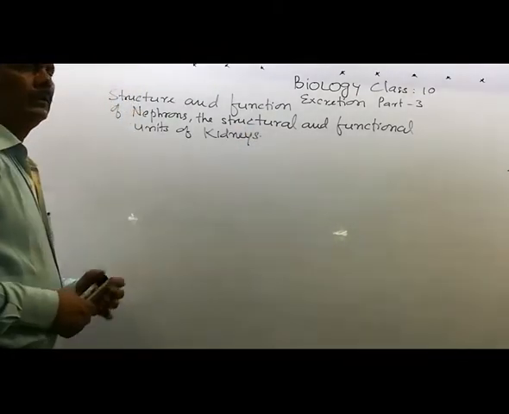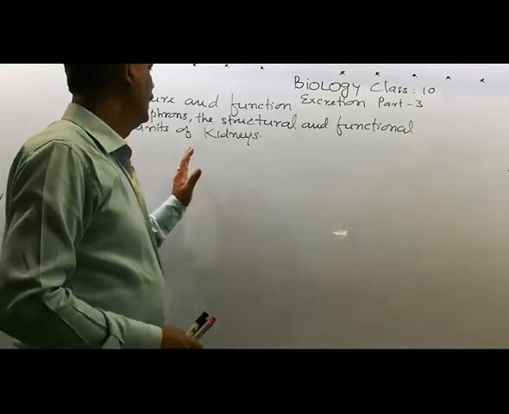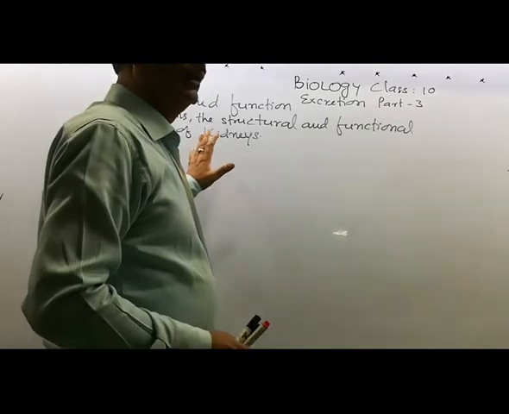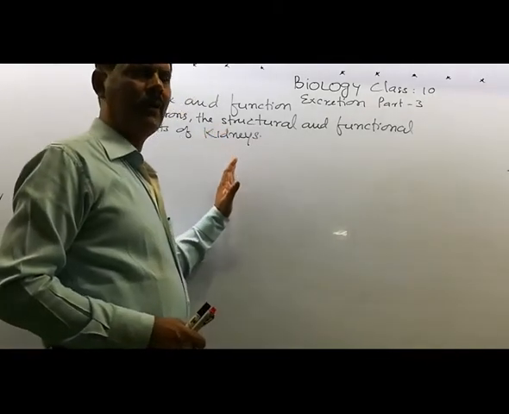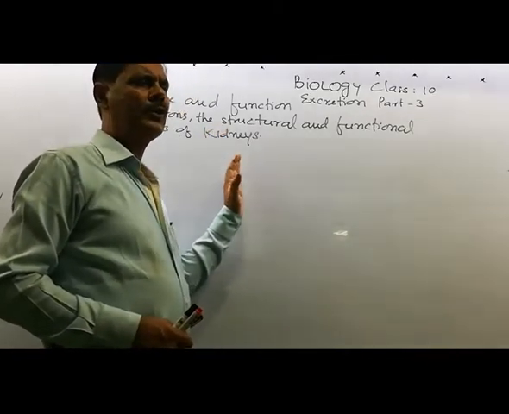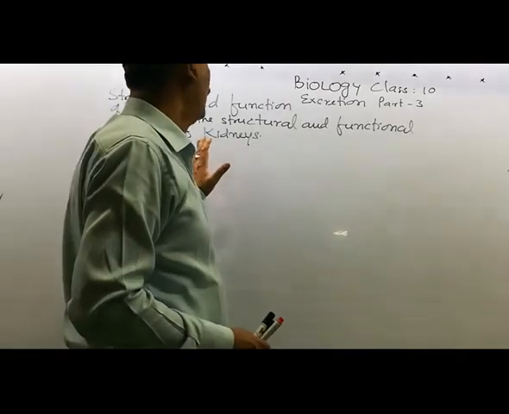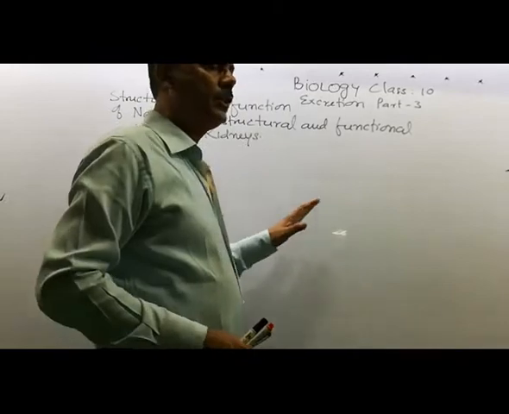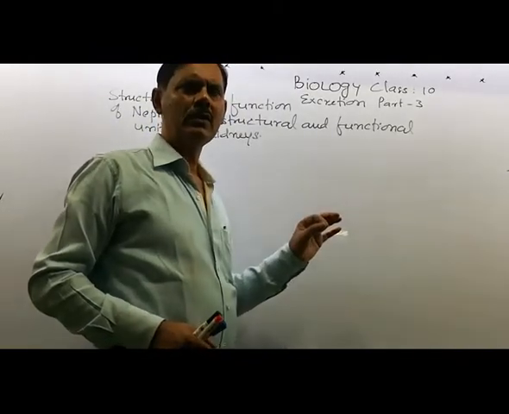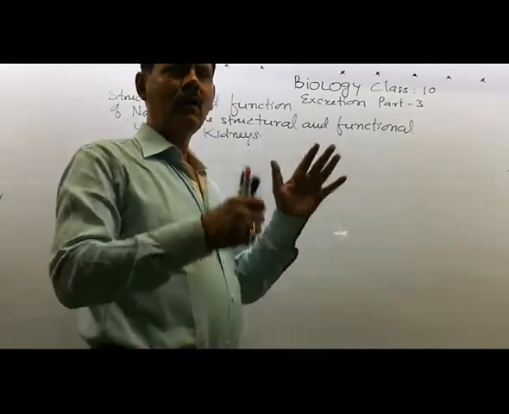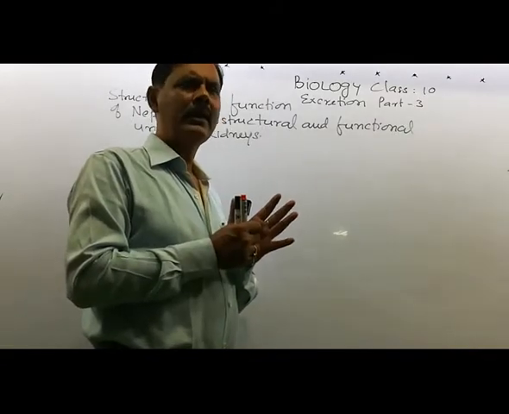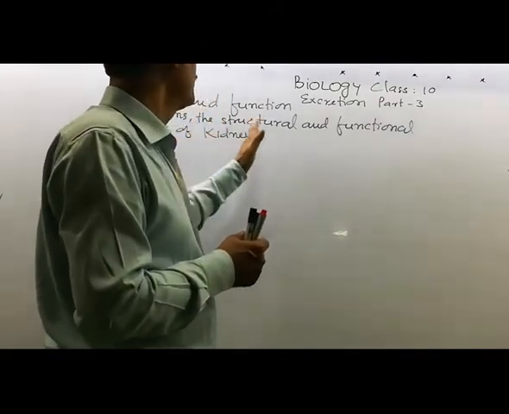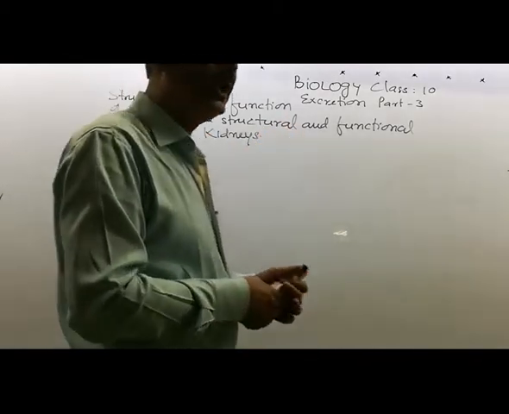I will draw a diagram of the nephron, after which I will explain how it works. Remember, each kidney consists of millions of nephrons, and all the filtration work takes place in the nephrons, therefore they are known as the structural and functional units of kidneys.